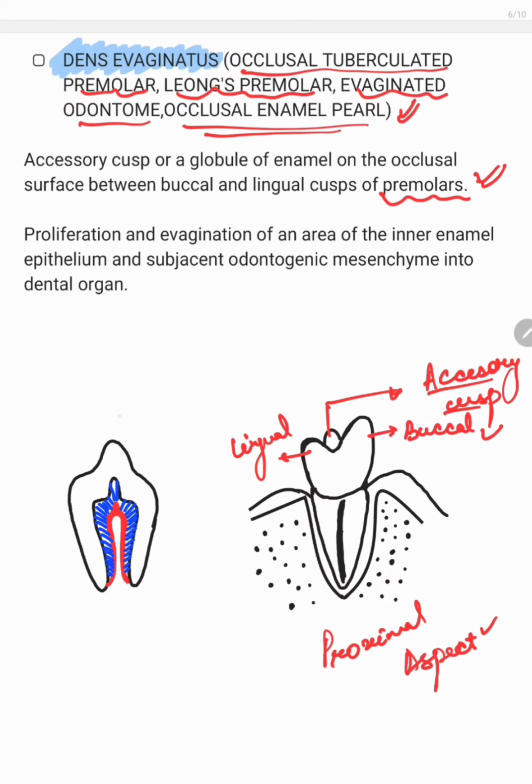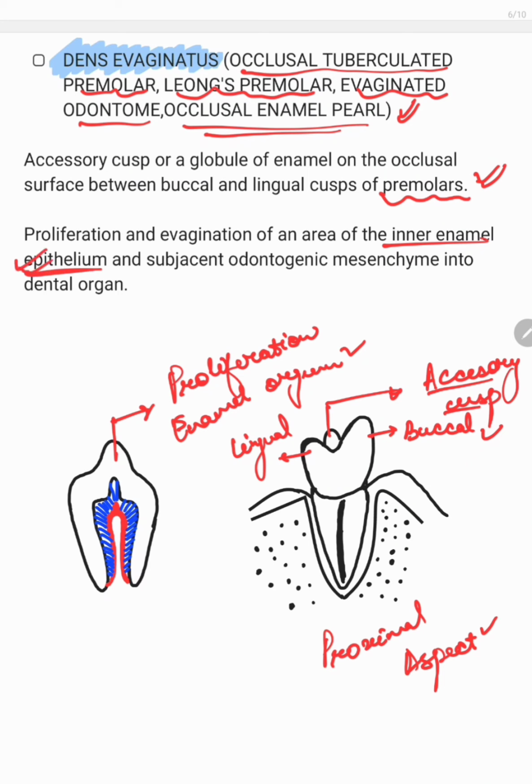So in dens evaginatus, what happens? There is a proliferation of enamel organ, you can say, or the area of inner enamel epithelium and subjacent odontogenic mesenchyme into the dental organ, which results in dens evaginatus or an extra cusp in between the buccal and lingual cusps of the premolar, right?